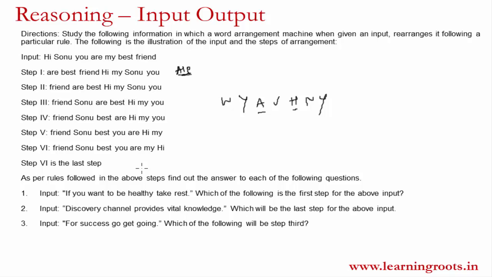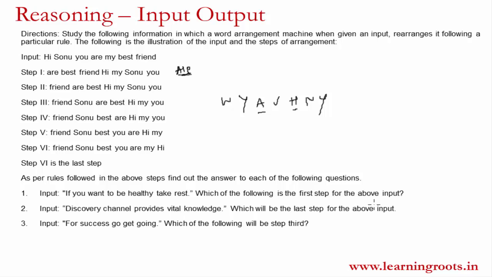So the first step is a different set of logic altogether. After that, steps 2, 3, 4, 5, 6 follow a different logic. So you have to be very careful when you are solving this, right? The first question says the input is given: if you want to be healthy, take rest. Which of the following is the first step of the above input?